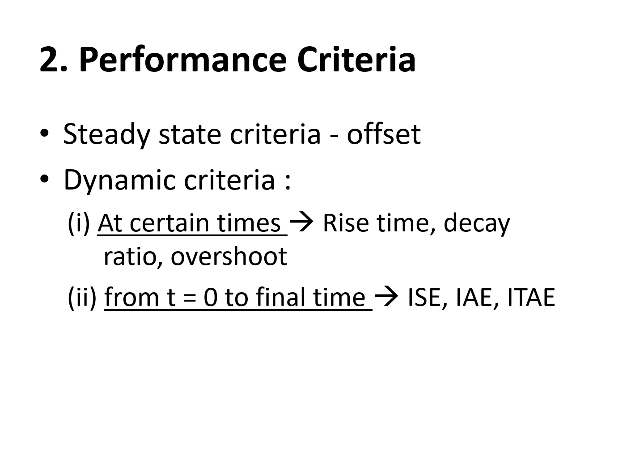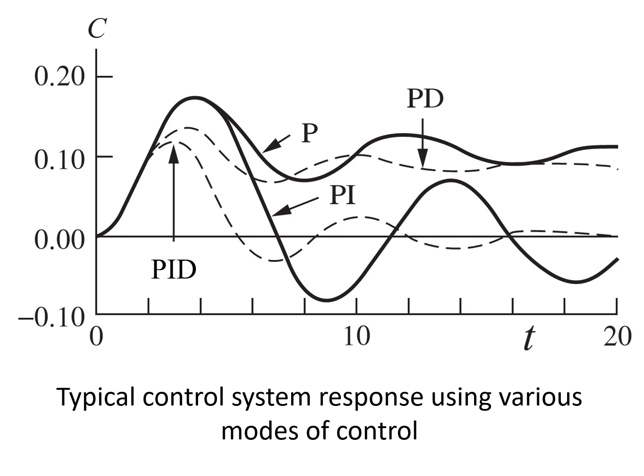For example, if you look at the different responses here, you can see P will have the offsets. P has offset, you get offset. PD has offset too, but it does not have too much oscillation.